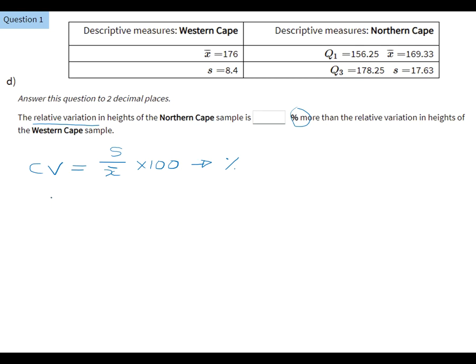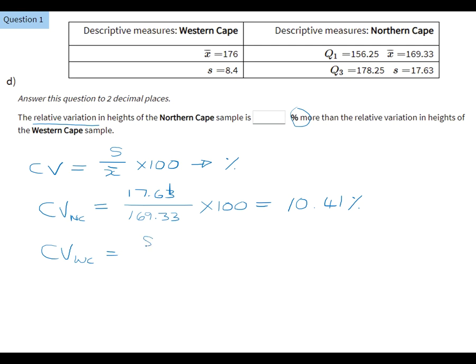So let's say we start with the Northern Cape. Let's just write it as CV Northern Cape. We just use a subscript for that. I'll substitute in the value of S. So S for the Northern Cape is 17.63. Sorry for that. My pen sometimes does funny things. And then we need to divide by X bar, which is 169.33. And we need to remember to multiply by 100. So that gives us an answer here of 10.41%. Now we can do the coefficient of variation for the Western Cape. And if we do that, it's going to be 8.4 divided by 176 times 100. And that gives us 4.77%.